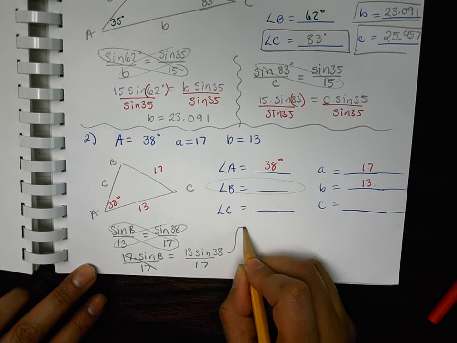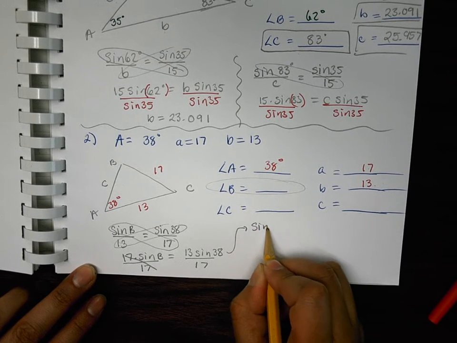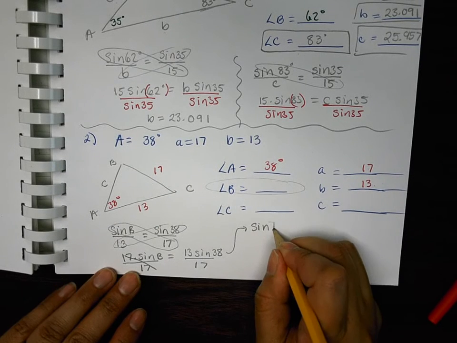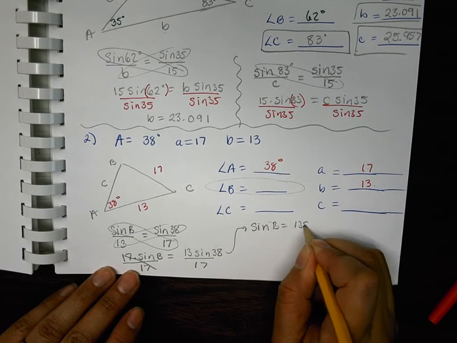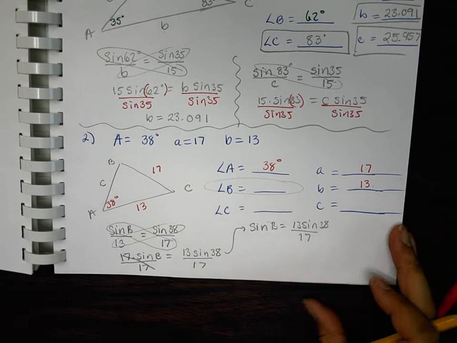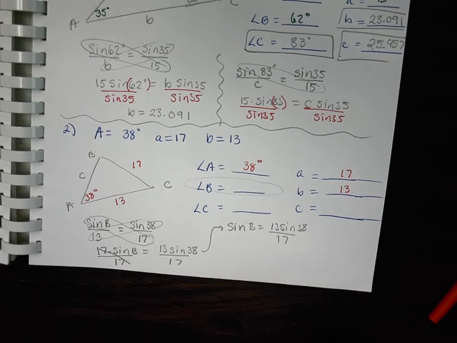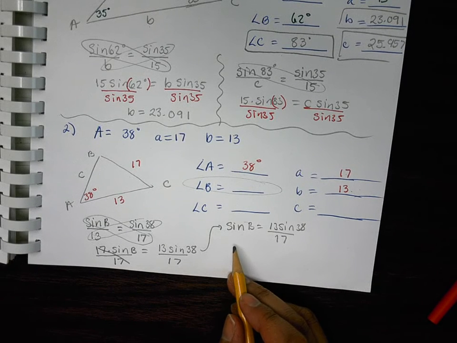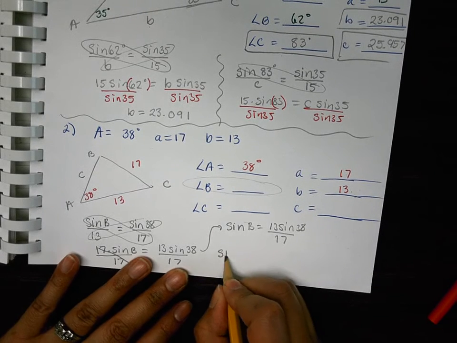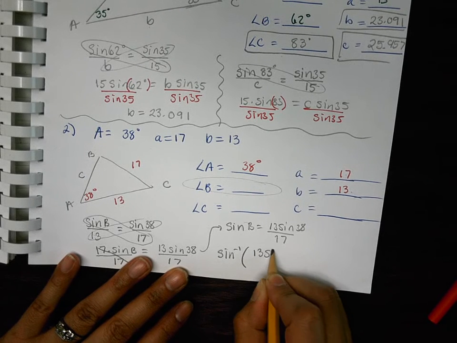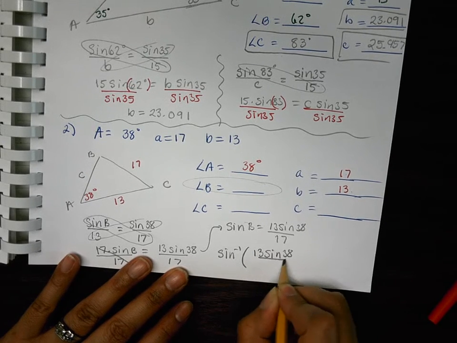So I am left with sine of B equals 13 sine 38 over 17. Now, I just said it a second ago, what does it mean if you're looking for an angle? Inverse. So you're going to type it in like this: inverse sine of 13 sine 38 divided by 17.